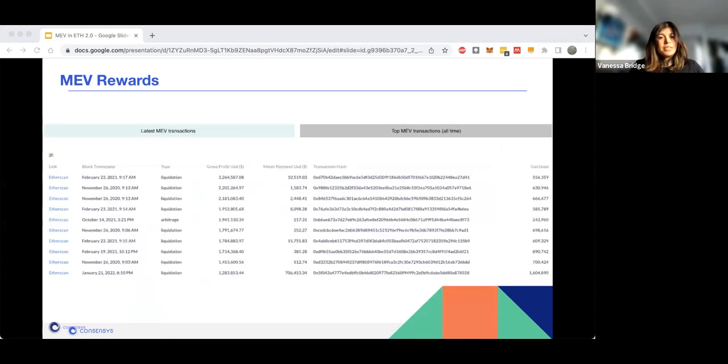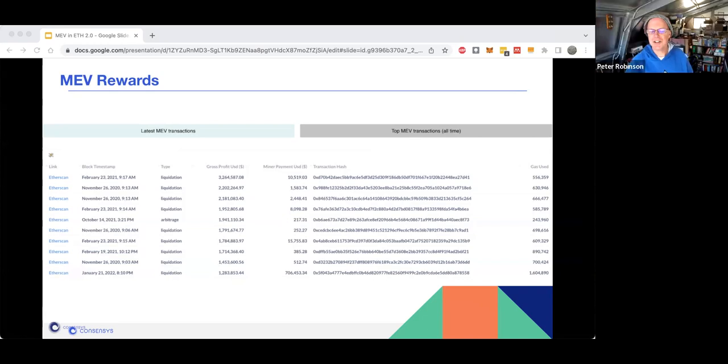And I believe this is another example, just for liquidation. So here you can see that in the first transaction the gross profit is $3 million, and the miner is only getting $10,000. So for the person or bot that created that bundle, it is very profitable. You can also see the amount of gas used, just to give an idea of how much revenue you can capture.